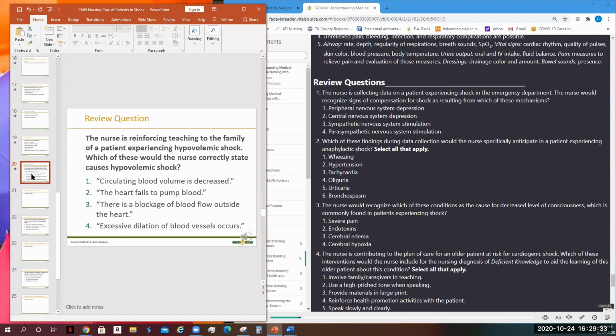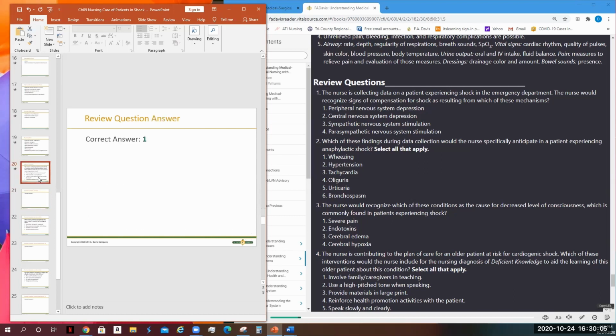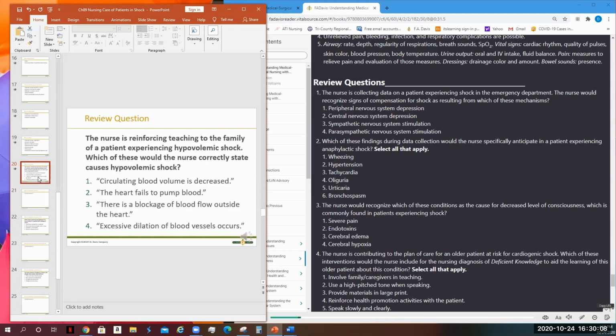The nurse is reinforcing teaching to the family of a patient experiencing hypovolemic shock. Which of these would the nurse correctly state causes hypovolemic shock? 1, circulating blood volume is decreased. 2, the heart fails to pump blood. 3, there's a blockage of flow outside of the heart. 4, excessive dilation of blood vessels occurs. It's 1, circulating blood volume is decreased with hypovolemic shock.